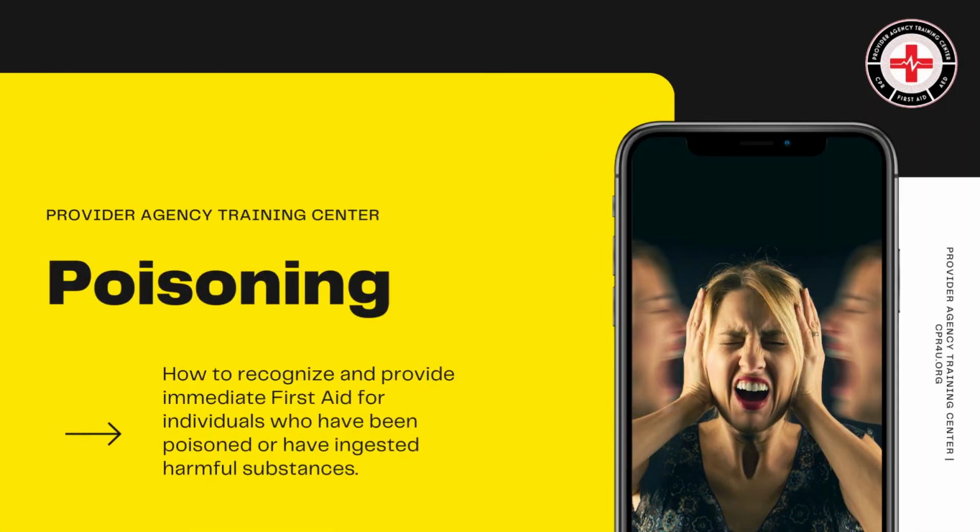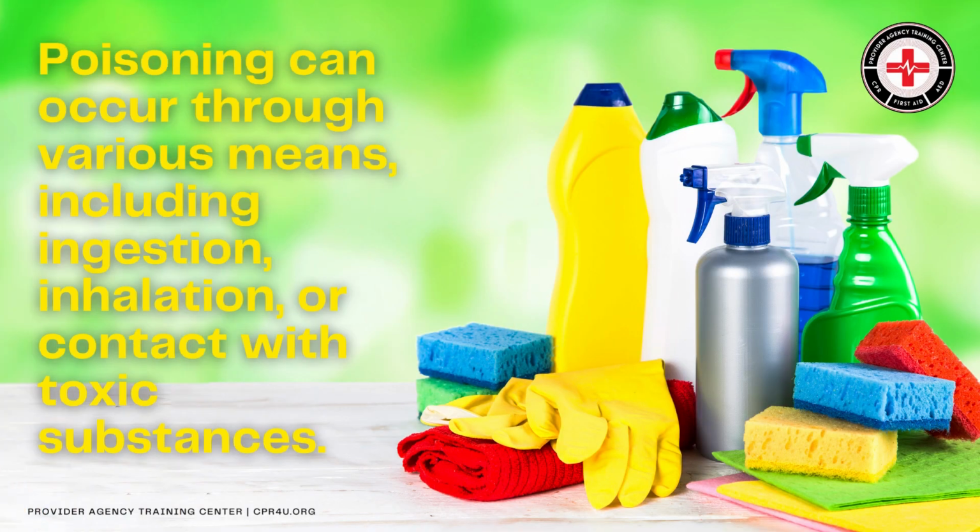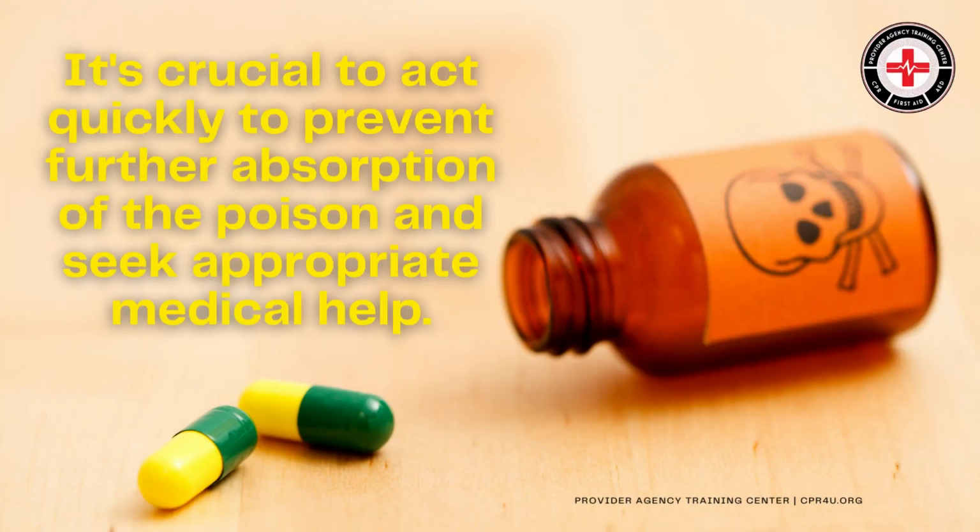Welcome to this section on poisoning. In this training, we will discuss how to recognize and provide immediate first aid for individuals who have been poisoned or have ingested harmful substances. Poisoning can occur through various means, including ingestion, inhalation, or contact with toxic substances. It's crucial to act quickly to prevent further absorption of the poison and seek appropriate medical help.